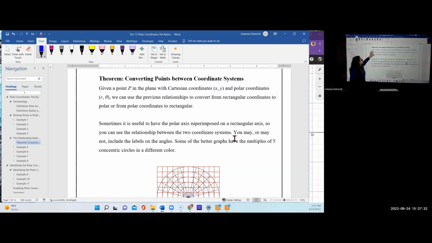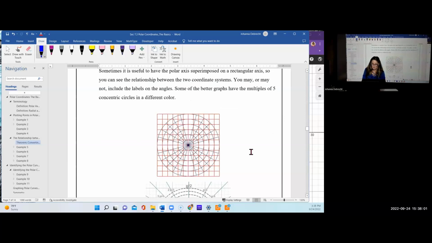All right, so let's say that we're given a point P in the Cartesian system, the rectangular, with coordinates x, y and polar coordinates r, theta. How do we convert from one to the other? We use one of those 4 equations to convert. Now, when we're doing this, sometimes it's helpful to have the rectangular axis superimposed on top of the polar axis so that you can see the relationship between the two. You may or may not include the labels on the angles. If you don't, you'll have to count the radial lines to be sure you know which one is which. The one in the middle is always the multiple of pi over 4.